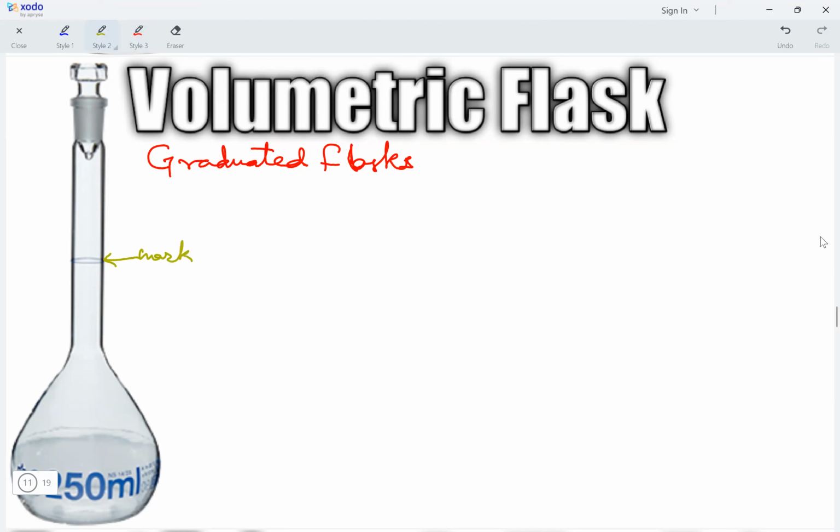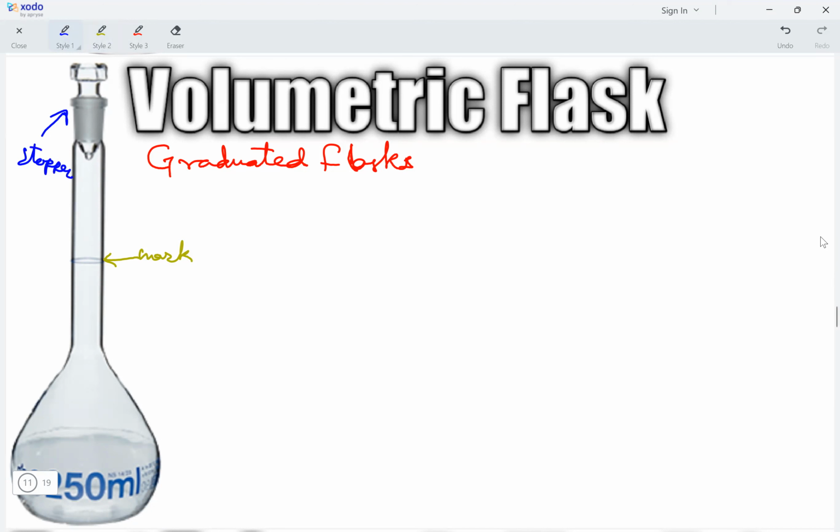The lower meniscus would be at the mark if the solution is transparent or clear, and the upper meniscus would be at this mark when the solution is colored. So when we fill it up with distilled water, then we put the stopper back on the top of the volumetric flask. The stopper can be seen here.